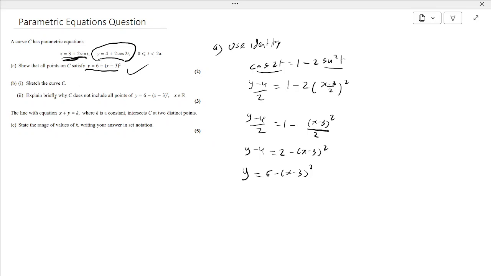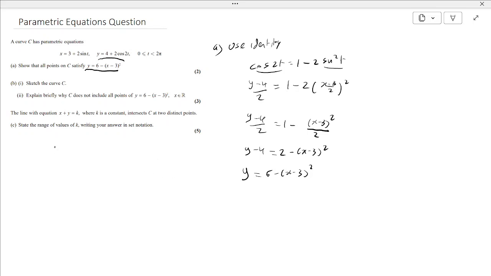B says sketch this curve and explain why C does not include all points. Okay, so this is a little weird, right? We've said that, well, these Cartesian equations on the left are the same as these parametric equations. So these parametric equations are the same as this Cartesian equation. So why is it does not include all points? Well, the parametric equation only involves certain values of t. Okay, and in fact, in this case, even if it involved all values of t, you're going to see in a minute, it still wouldn't be the whole quadratic Cartesian equation.